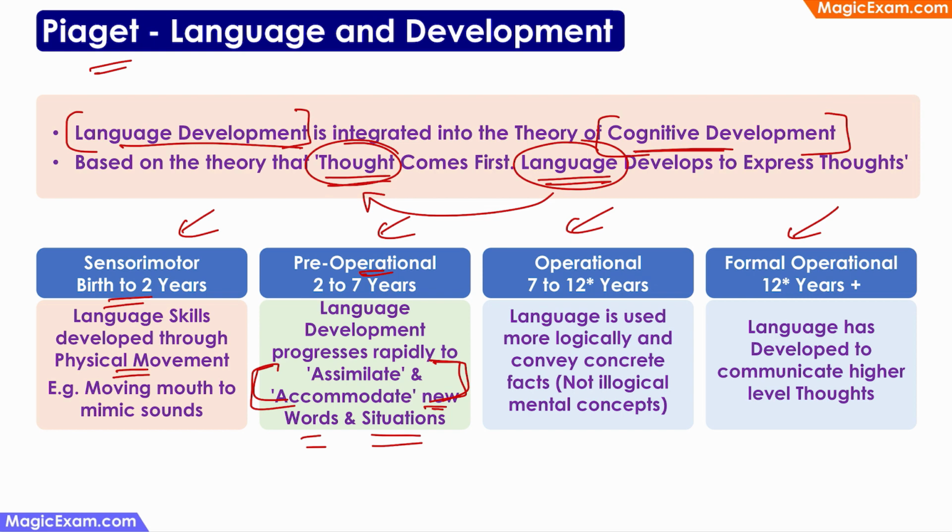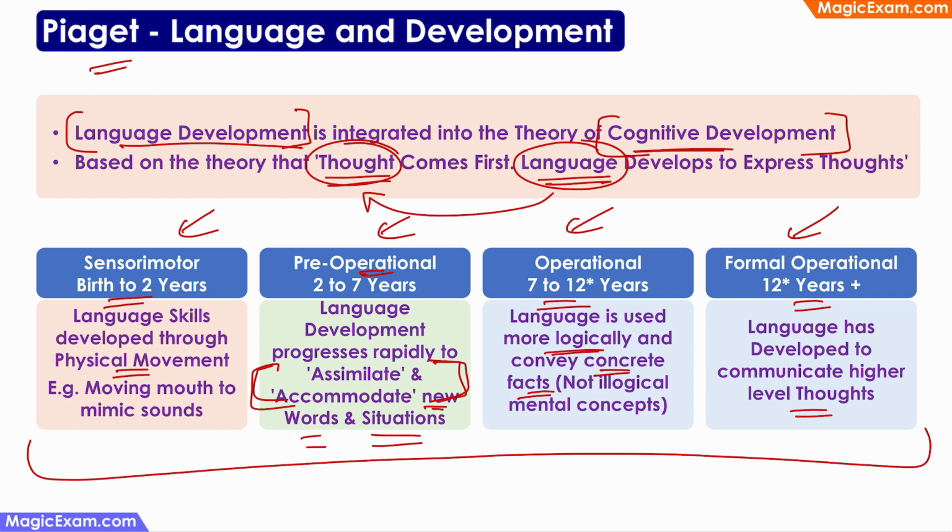Next, in the operational stage, that is from 7 to 12 years, language becomes more logical and children are able to convey more concrete information or concrete facts. So children are becoming mature and they are able to use language much more effectively. And in the formal operational stage, that is 12 years plus, children are now almost at an adult level. So they are able to use language at a much higher level to communicate their thoughts. Therefore, Piaget's language development theory is integrated into his cognitive development theory.